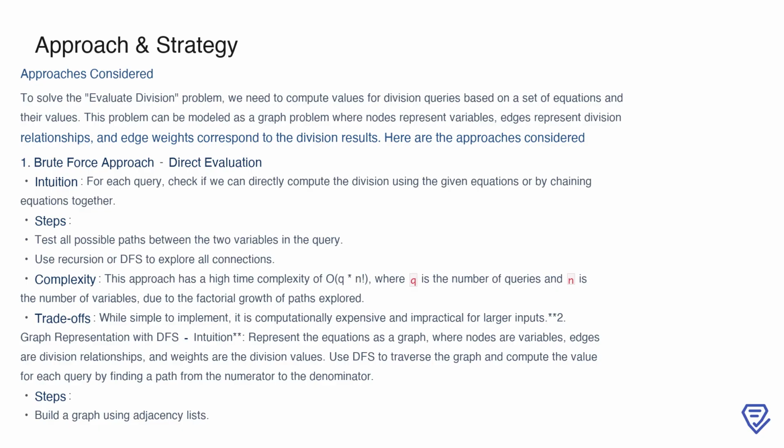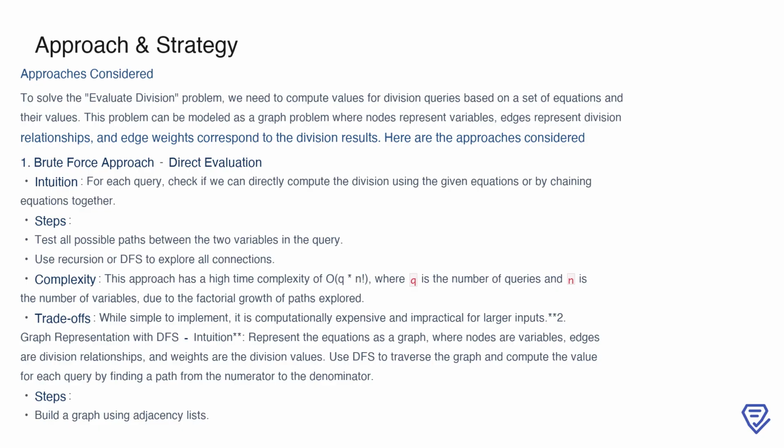The first approach is the brute force method, where we directly evaluate each query by testing all possible paths between the two variables. This involves using recursion or depth-first search to explore connections. However, this method has a high time complexity, growing factorially with the number of variables, making it infeasible for large inputs. While simple to implement, it's computationally expensive and not practical for most scenarios.